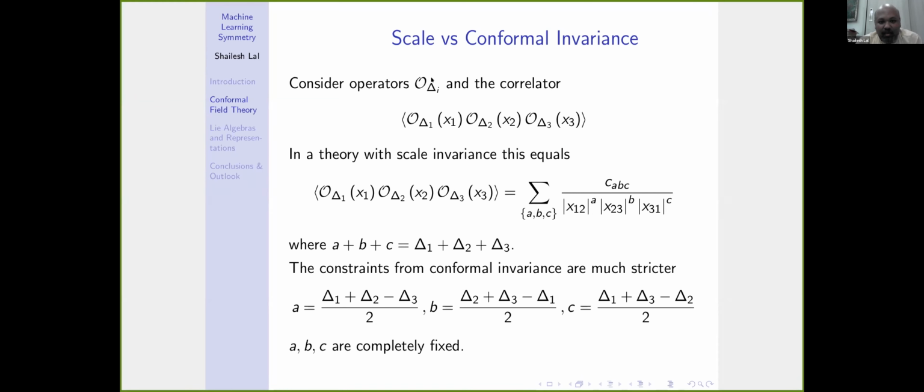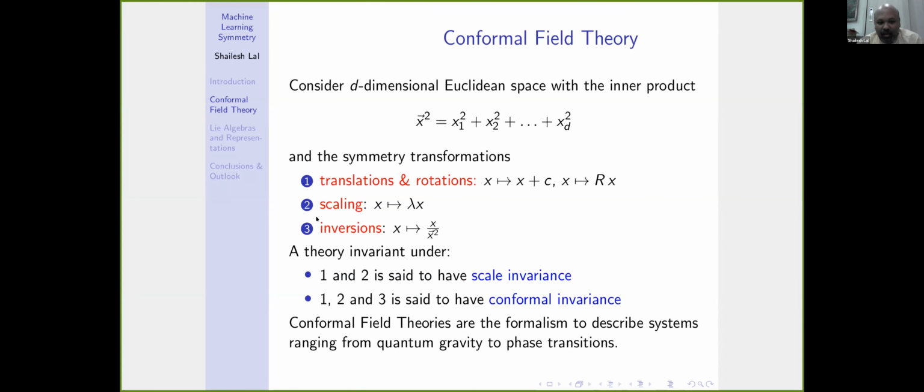So if you have scalar operators of a given conformal dimension and you have this 3-point correlator, then if you have scale invariance in your theory, this equals a sum of terms, where the only constraint is that these exponents should sum up to the total conformal dimension. But if you have conformal invariance, then the constraint is much stricter. You can't just have any 3 numbers summing up to this. They are actually completely fixed to be these quantities. This is a consequence of being invariant under inversions.